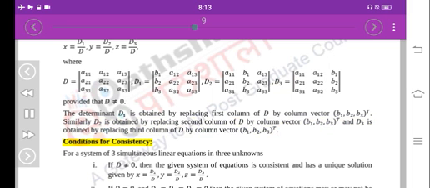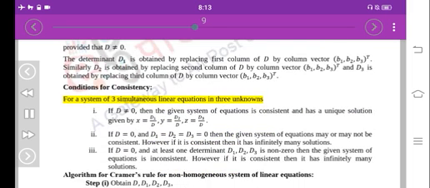Conditions for consistency for a system of three simultaneous linear equations in three unknowns. One: if D does not equal 0, then the given system of equations is consistent and has a unique solution given by x equals D1 by D, y equals D2 by D, z equals D3 by D.